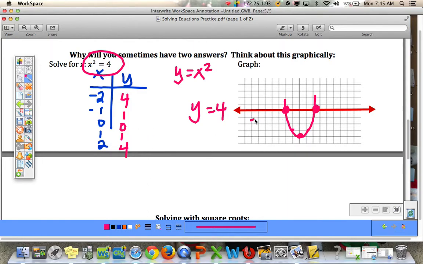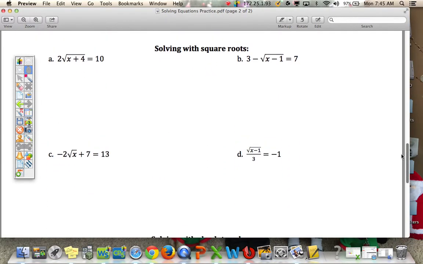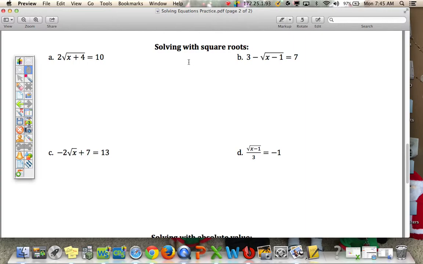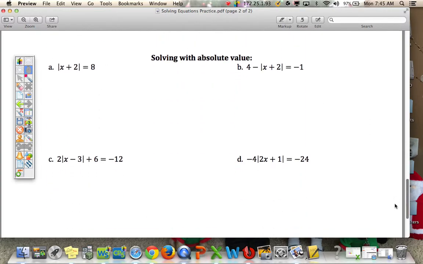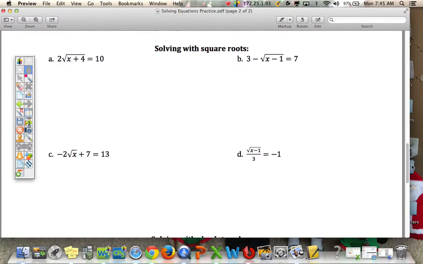And there's two answers for when y equals 3. There's two answers for when y equals 2. There's only one answer for y equals 0. And then below that there's no answer. So you can see that with a parabola there's two answers for some values of y. And same with absolute value. So absolute value is V-shaped. And that will also have two answers sometimes.